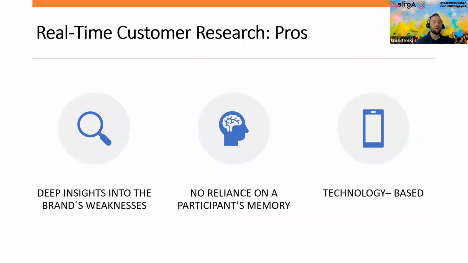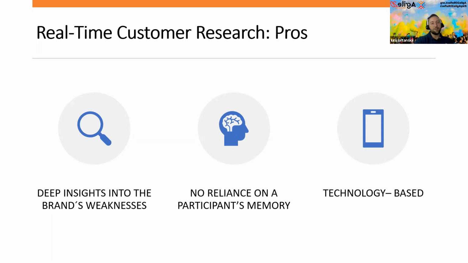So what are the pros of this research method? As I said, it's a technology-based method, right? So we do not rely on participant memory because everything is going on at the present moment. And it also allows us to get deep insights into the brand's weaknesses. Okay, so this is it.